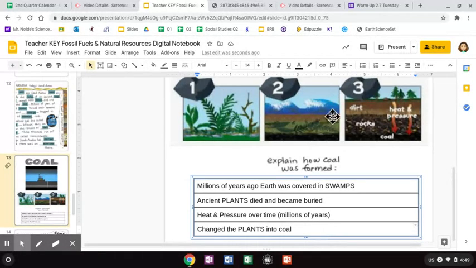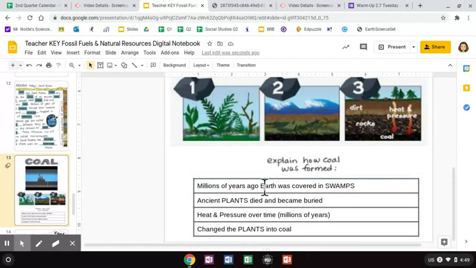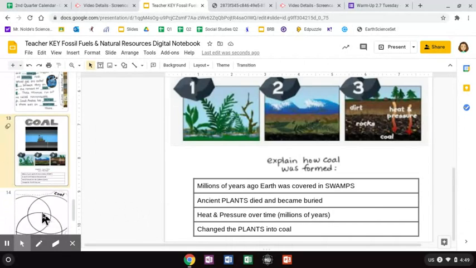Okay. And then here's this helpful little thing. It's showing you the millions of years ago. It's showing you the plants. They die and become buried. Heat and pressure turn them into coal. Okay. And so pause here. I know that was a lot of typing just now. So pause here to fill those in. And then we'll go to 14.